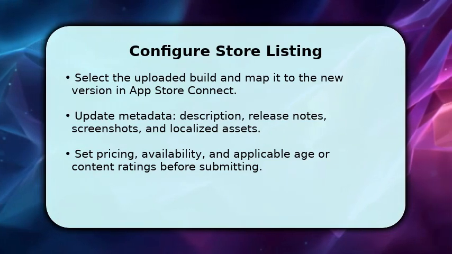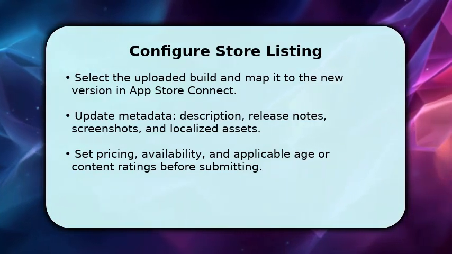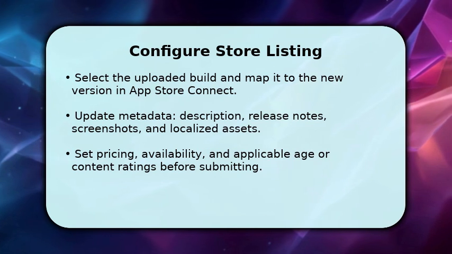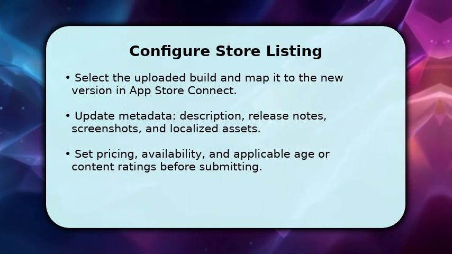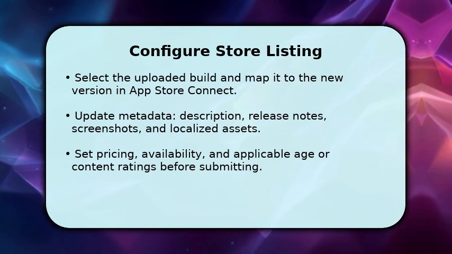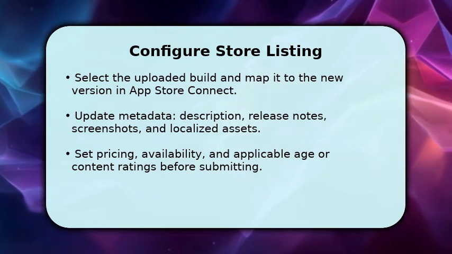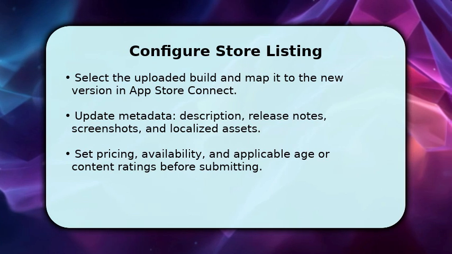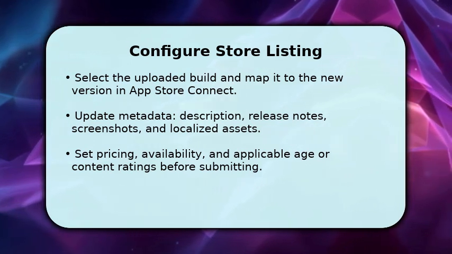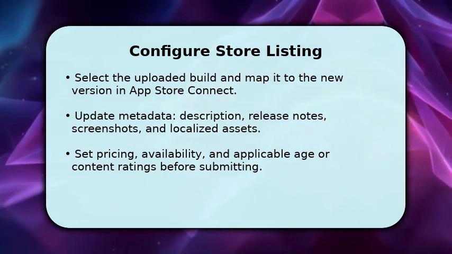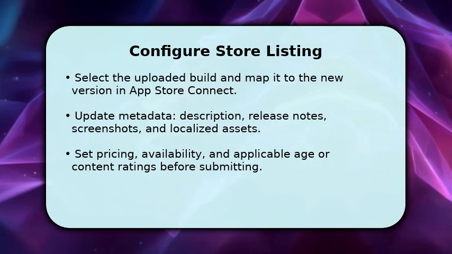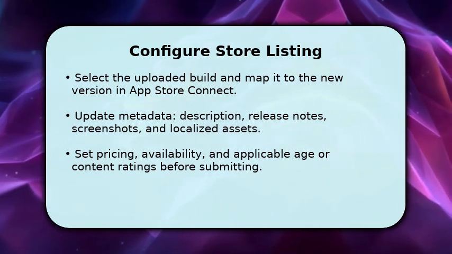Next, you switch to App Store Connect and select the uploaded build to attach to your new version. Then update metadata, write concise release notes, add screenshots for each device size, and localize fields if you support languages. This improves discoverability. Make sure pricing, territories, and rating questionnaires are accurate, otherwise review will be delayed.